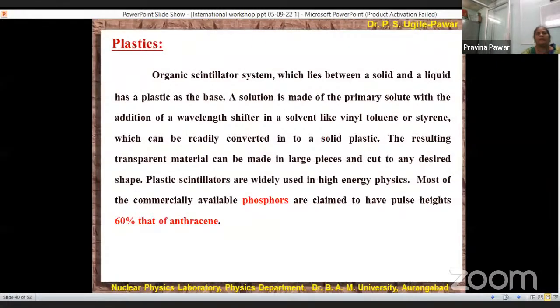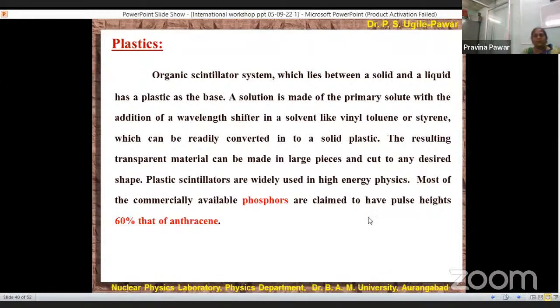Plastics. This organic scintillator system, which lies between a solid and a liquid, has a plastic as the base. A solution is made of the primary solute with the addition of a wavelength shifter in a solvent like vinyl toluene or styrene, which can be readily converted into a solid plastic. The resulting transparent material can be made in large pieces and cut to any desired shape. Plastic scintillators are widely used in high energy physics.